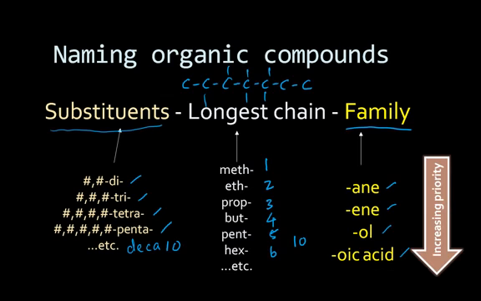Now if you have more than 1 family inside the organic compound, more than 1 functional group, then always have the carboxylic acid at carbon number 1. That's the most important functional group, followed by the alcohol, then the alkene, and then all the rest of the substituents.